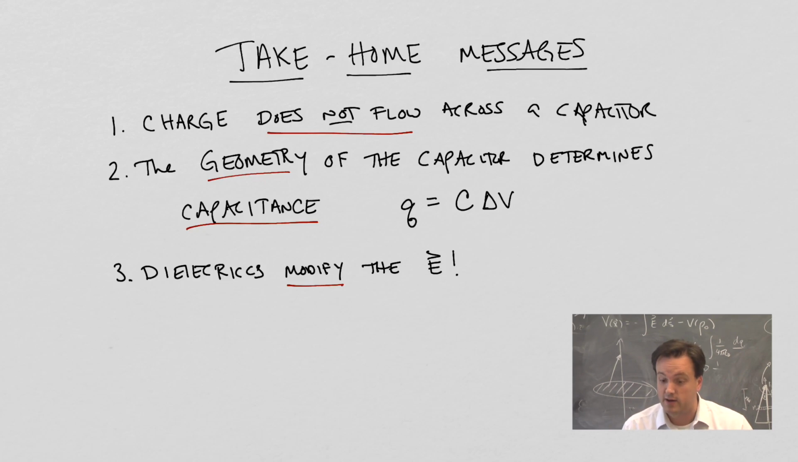If I want to find out how much charge builds up as a function of the potential difference I've applied across the capacitor, I use the capacitance, which is symbolized by C, which is a measure of how much charge gets built up as a function of the potential difference. And I can calculate C often from first principles, or I can calculate it from the geometry of the capacitor that I'm looking at. And of course, dielectrics modify the electric field inside a capacitor, and therefore they modify the ability for that capacitor to actually store charge.